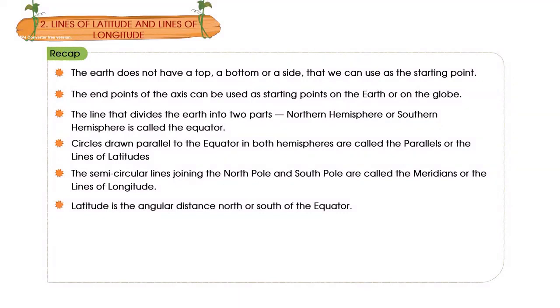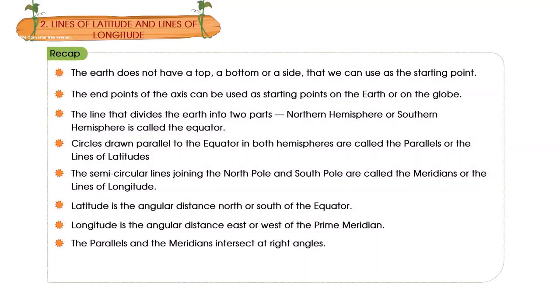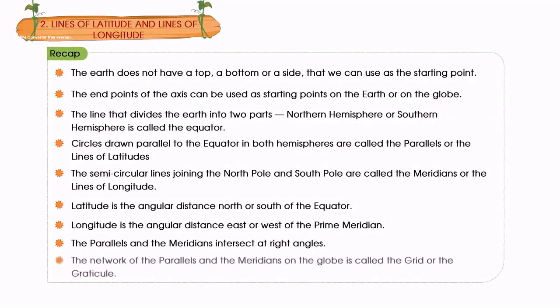Latitude is the angular distance north or south of the equator. Longitude is the angular distance east or west of the prime meridian. The parallels and the meridians intersect at right angles. The network of the parallels and the meridians on the globe is called the grid or the graticule.